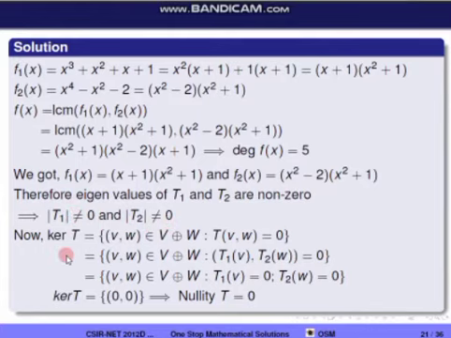Now consider the kernel of T is equal to the set of all (v, w) in V plus W such that T of (v, w) is equal to 0. That is, T1 of v comma T2 of w is equal to 0. That is, T1 of v should be 0 and T2 of w should be 0. We know we got determinant of T1 not equal to 0 and determinant of T2 not equal to 0. Therefore, this is satisfied only for the zero vector. That is, the kernel of T is equal to the set containing (0, 0). So the dimension of the kernel of T is equal to the nullity of T, that is equal to 0. So now we'll check the correct options.